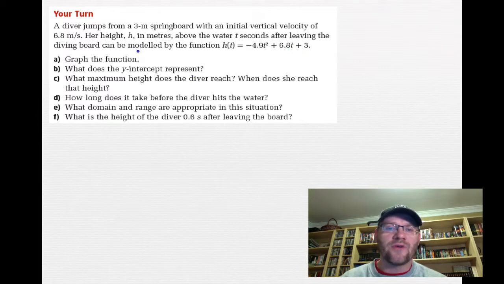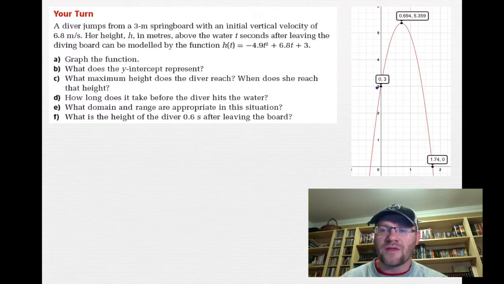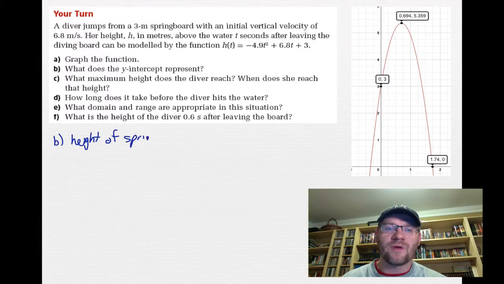So I graphed it on desmos.com, and here's what I got. I put in all the major points that we need to take a look at. And part B, what does the y-intercept represent? Well, the y-intercept is right here, it's (0, 3), and that would be the height of the springboard. And that is when t is equal to 0. So this is h over here, or h of t, I guess, and this is t. So this is the height of the springboard, and that's what the y-intercept represents.